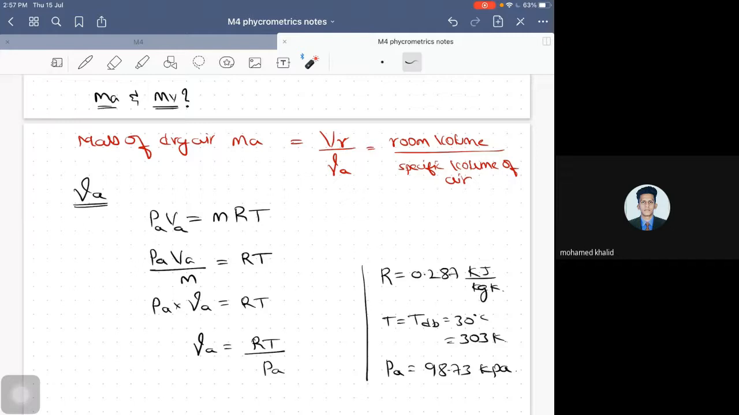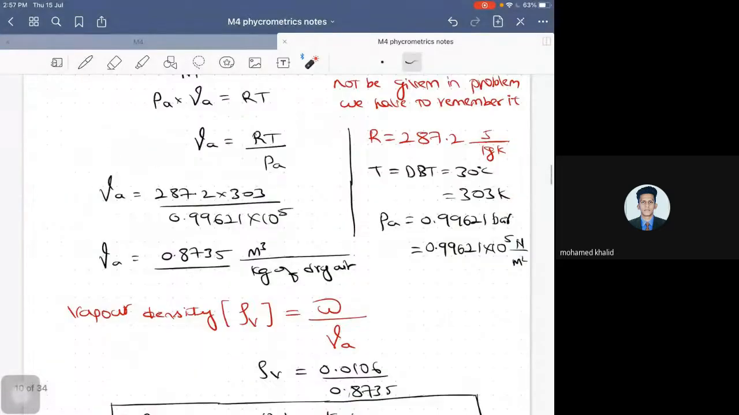Sir, in the last problem, R was in a different unit. Joules per kg Kelvin, but it is not kilojoules there, it is joules per kg Kelvin. Understood? Here it is kilojoules per kg Kelvin; dividing by 1000 gives this. Okay.